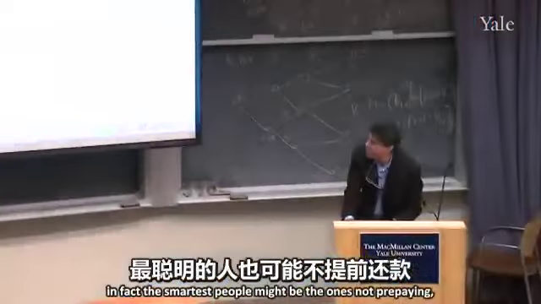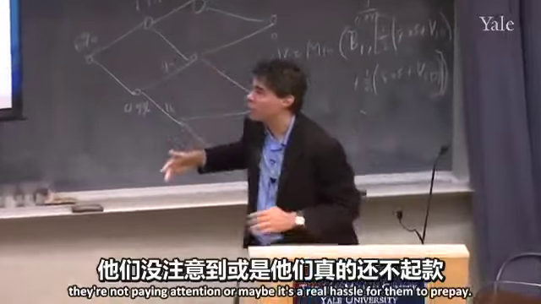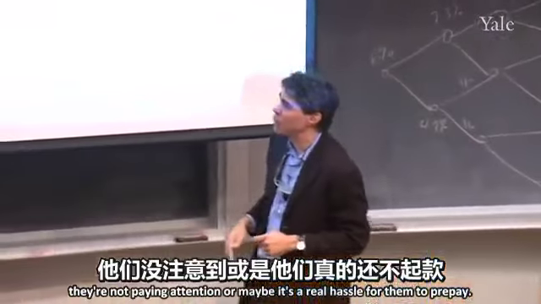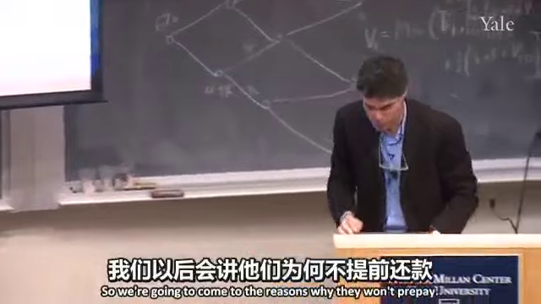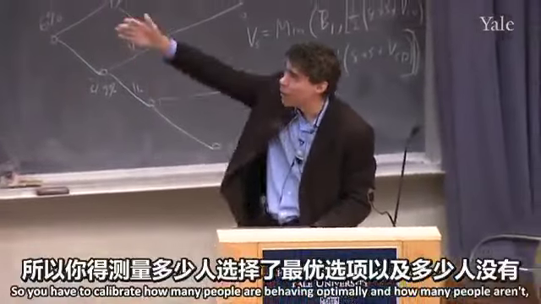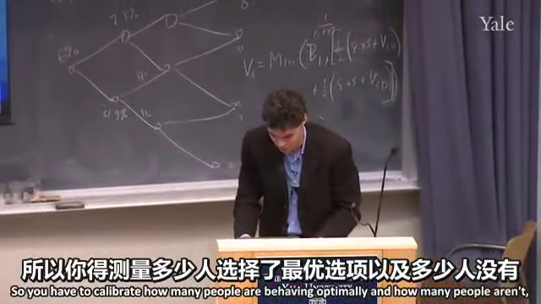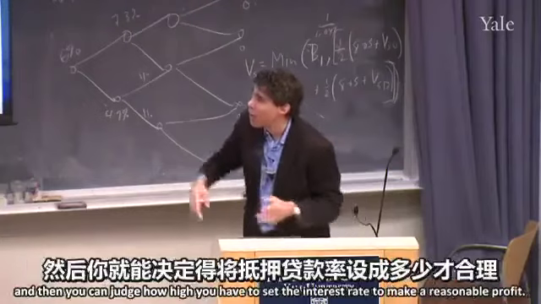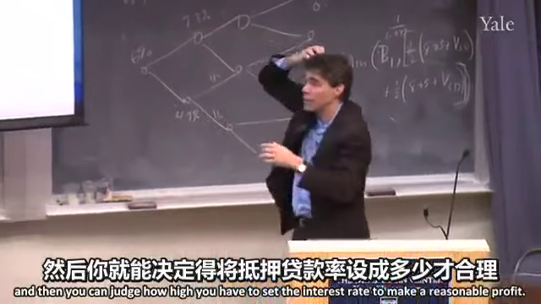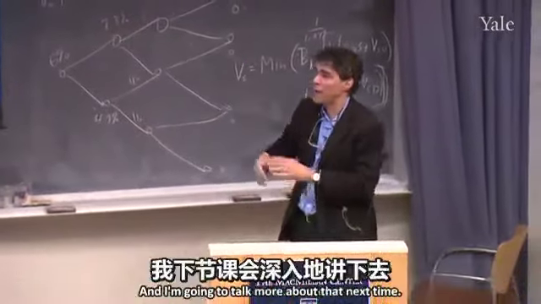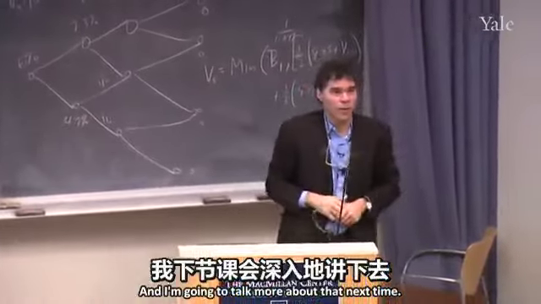You know that these guys, now it's not a matter of being stupid. In fact, the smartest people might be the ones not prepaying. They're not paying attention. Or maybe it's a real hassle for them to prepay. So we're going to come to the reasons why they won't prepay. So you have to calibrate how many people are behaving optimally and how many people aren't. And then you can judge how high you have to set the interest rate to make a reasonable profit. And I'm going to talk more about that next time.